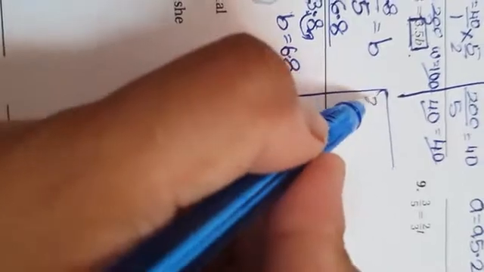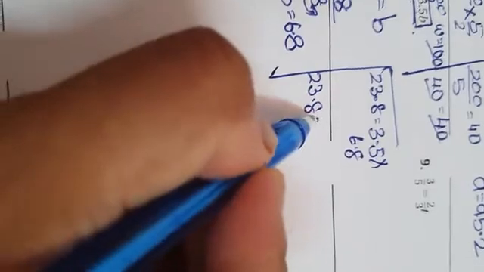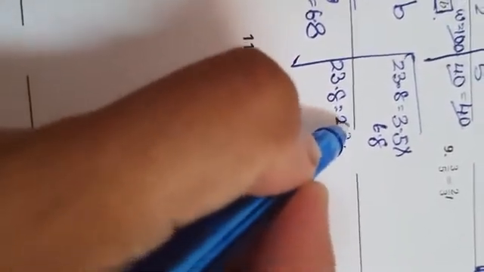6.8. So again, for checking, we have 23.8 equals 3.5 multiplied by 6.8. So if you multiply in the proper way, you will be getting the same answer, 23.8 on both sides.